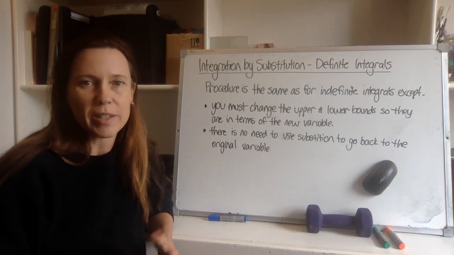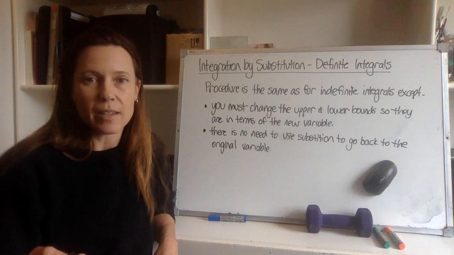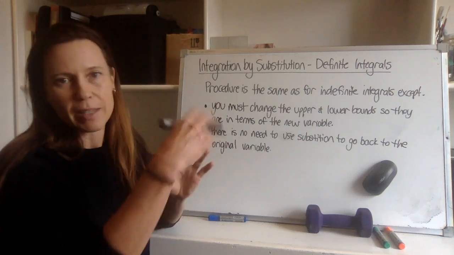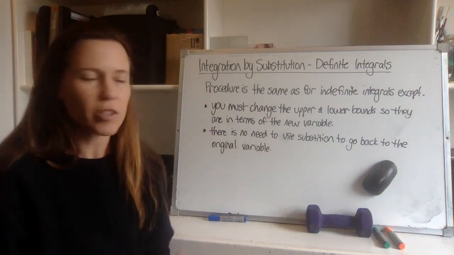Now we'll look at integration by substitution when we're using definite integrals. Now remember, we don't need to add c. It doesn't hurt if you do, but you'll be putting plus c inside your big square brackets, and you'll end up with a plus c and a minus c, so there's just no need to do it.